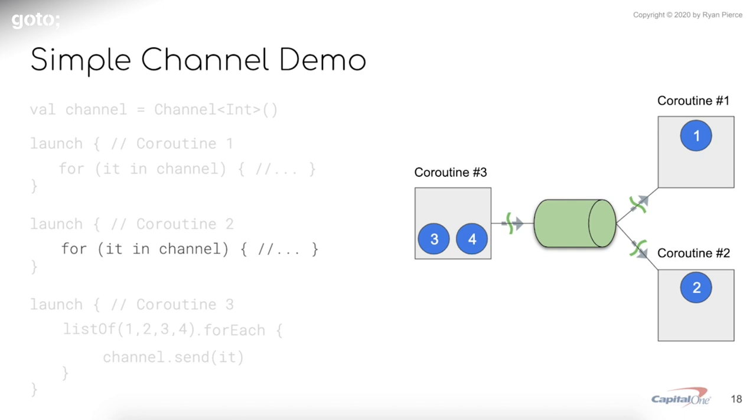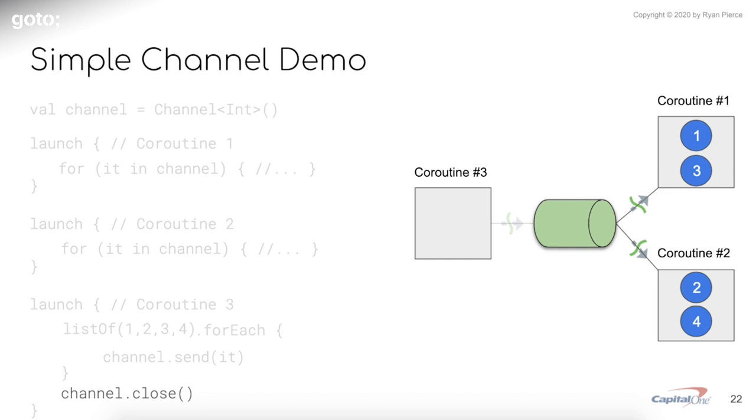As coroutine 1 and 2 are processing their first values, coroutine number 3 will suspend. Once coroutines number 1 or 2 are available, coroutine 3, the producing coroutine, can continue to send values into the channel until it has finished iterating over the list. Once it has finished iterating, it can close the channel.